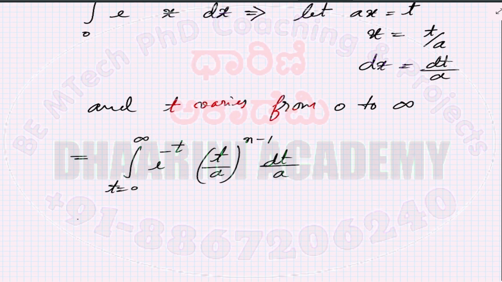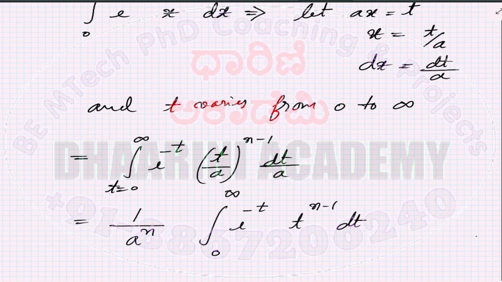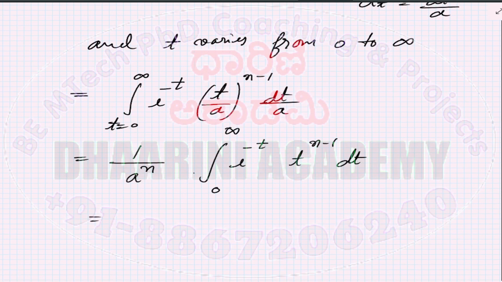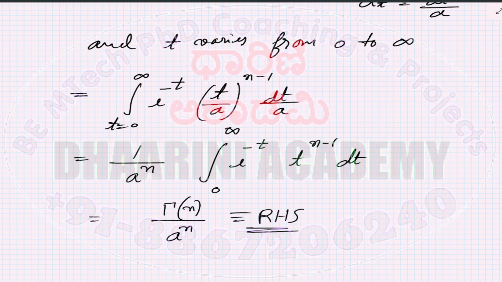All right, so this can be further extended as follows. You see that there is a to the power n minus 1 here, and one more a in the denominator, so a to the power n is the term I'm going to get. So this is equal to 1 divided by a to the n into the integral 0 to infinity e to the minus t into t to the n minus 1 into dt. Already I know the definition of the gamma function, so the integral can be replaced by gamma function. This is gamma of n divided by a to the n. So that is the right hand side. That's how we can prove the theorem.